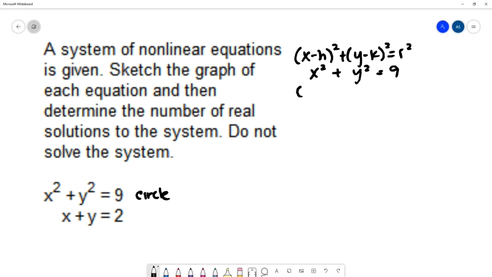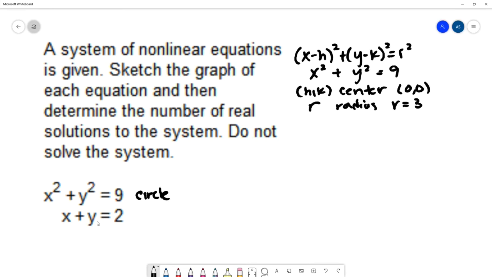(h, k) is the center of the circle. And in our example, we don't have any numbers added or subtracted, so our center is (0, 0). And then you can see that r squared, r stands for the radius, and r squared is 9, and so we know that r is 3 for our example. So we're going to be able to draw the circle with this information.